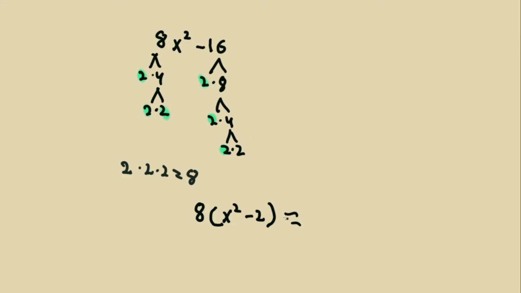As you can see, we turned this binomial into a product. If we want to check it, what's 8 times x squared? It's just 8x squared. And then what's 8 times negative 2? It's negative 16, as you can see. Now, if you've seen a pattern, what we're kind of doing here is we're kind of reverse distributing this. And if you think of it as that, it might be a little bit simpler.